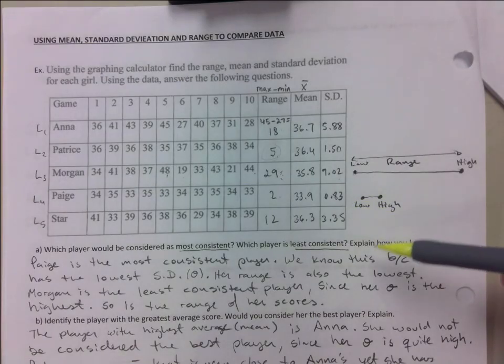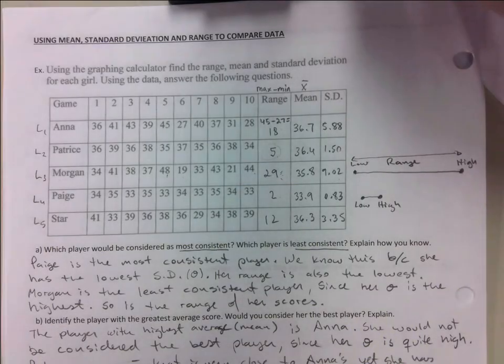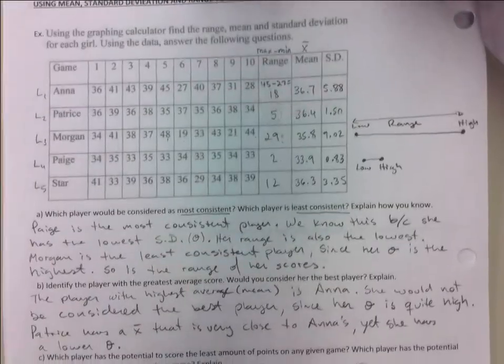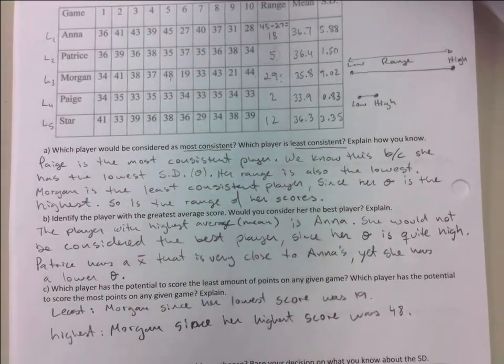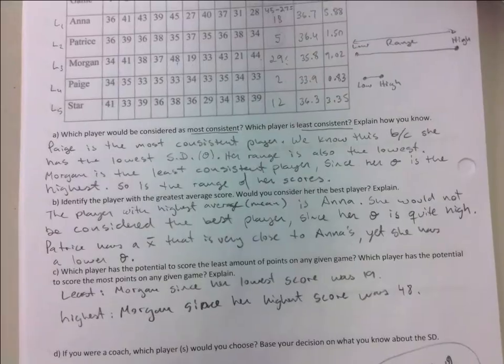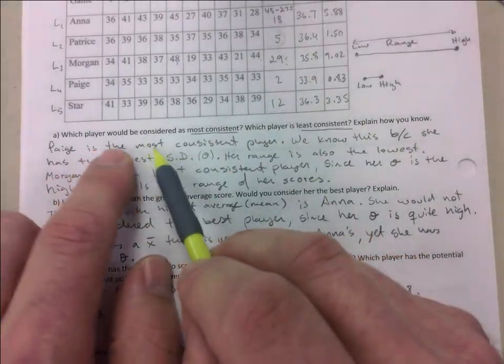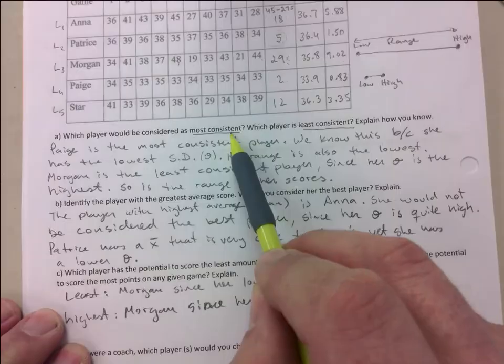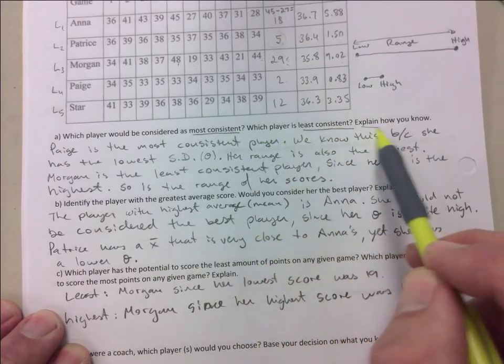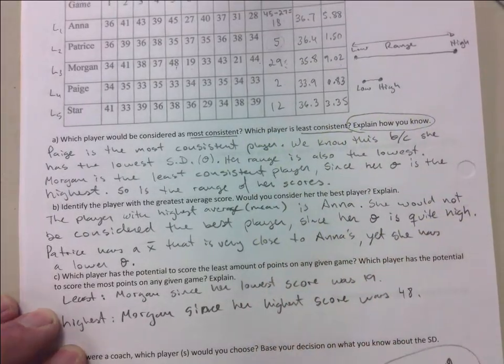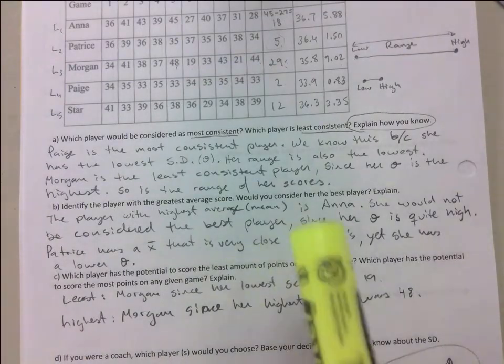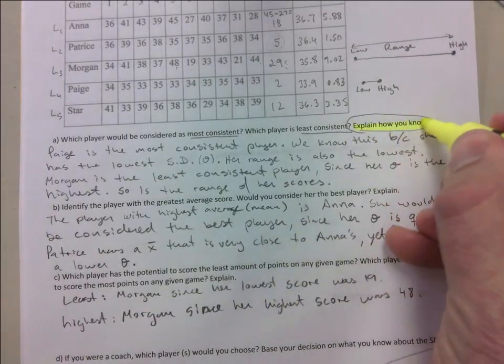Because some of you might need it later on in college or university, so I do want to do that, okay? And now I can ask you other questions, like which player would be considered most consistent? Which one would be least consistent? Explain how you know. This is huge. This is where you get your marks, guys. Explaining how you know that.